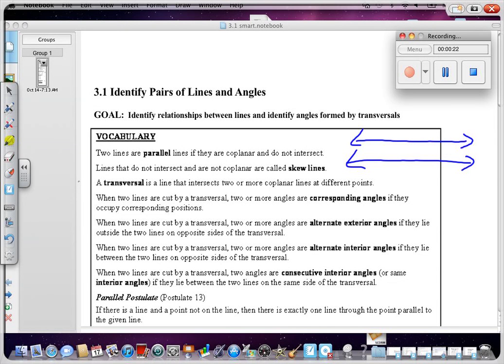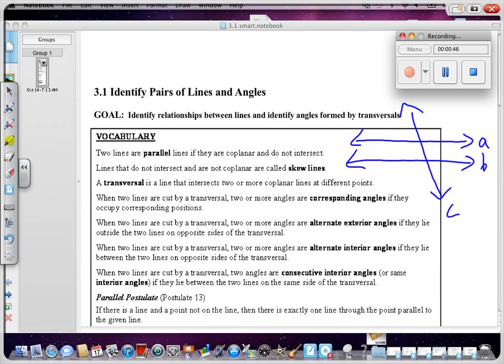So it's like a line on the floor and a line on the ceiling. They're never going to intersect, but they're not perpendicular. They're not even on the same plane. They're nowhere near each other. One on the floor, one on the ceiling. Okay? A transversal is a line that intersects two or more coplanar lines at different points. So if A and B are my parallel lines, C is the transversal.